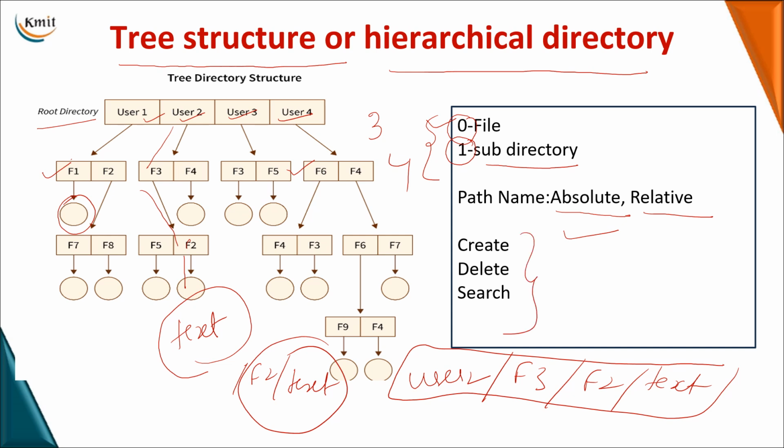And as we all know, among the operations we can perform here, we can create a file. Similarly, you can create a directory. As I told you, the main advantage of the tree structure is that it allows the user to create subdirectories. So you can create a directory, you can delete a directory. But when I want to delete a directory, we have to make sure that all the files present in that particular directory are deleted. And you can even search for a file which is present in the directory. And in order to perform all these functions, we use system calls depending on the operating system.